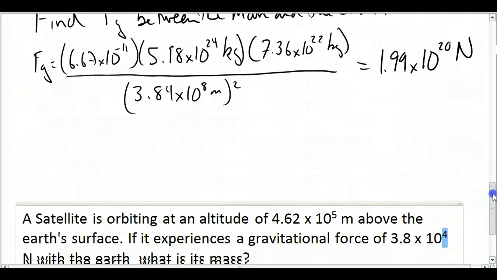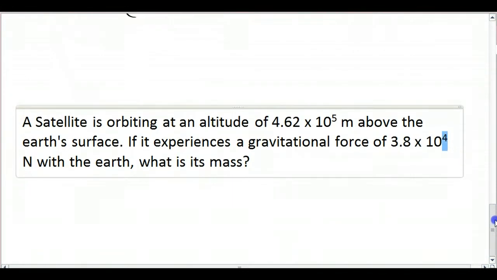Now let's do a slightly more complicated problem. A satellite is orbiting at an altitude of 4.62 times 10 to the 5th meters above the Earth's surface. It experiences a gravitational force of 3.8 times 10 to the 4th newtons with the Earth. What is its mass? Okay, so you solve this problem, and hit pause now, and after you're done solving it, I'll show you how to do it.